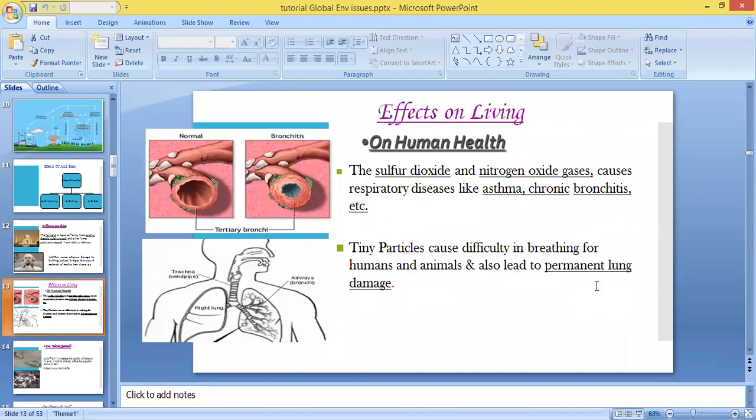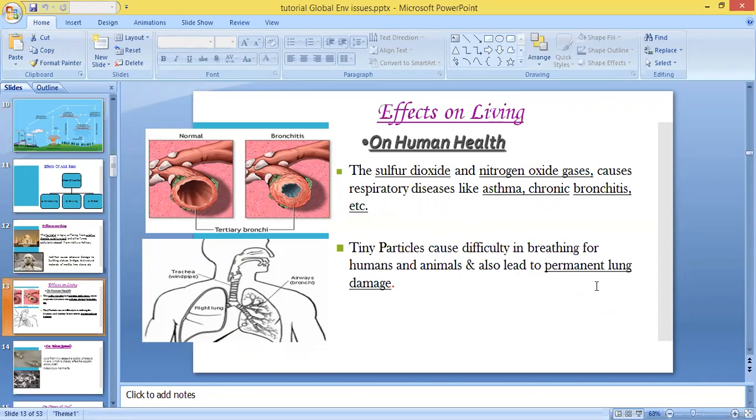Effects on living things. On human health, sulfur dioxide and nitrogen dioxide cause respiratory diseases like asthma, chronic bronchitis, etc. Tiny particles cause difficulty in breathing of humans and animals, and also lead to permanent damage of the lungs. So this is again a very drastic impact on the health of living people.